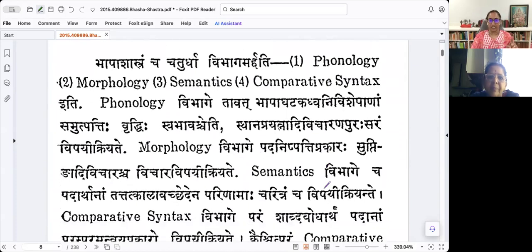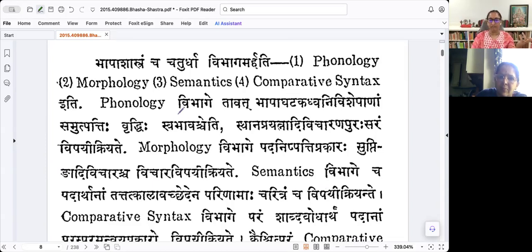Bhasha-shastram cha Chaturdha vibhagam arhati. Now in this comparative philology, study of languages can be of 6 types, which is what we saw. Now we are looking at comparative philology. How are we looking at language? We are separating it into 4. First, we look at sound, then words, then the meaning, and how the words are connected. These are the 4 parts of a language. So, phonology, morphology, semantics, and comparative syntax.